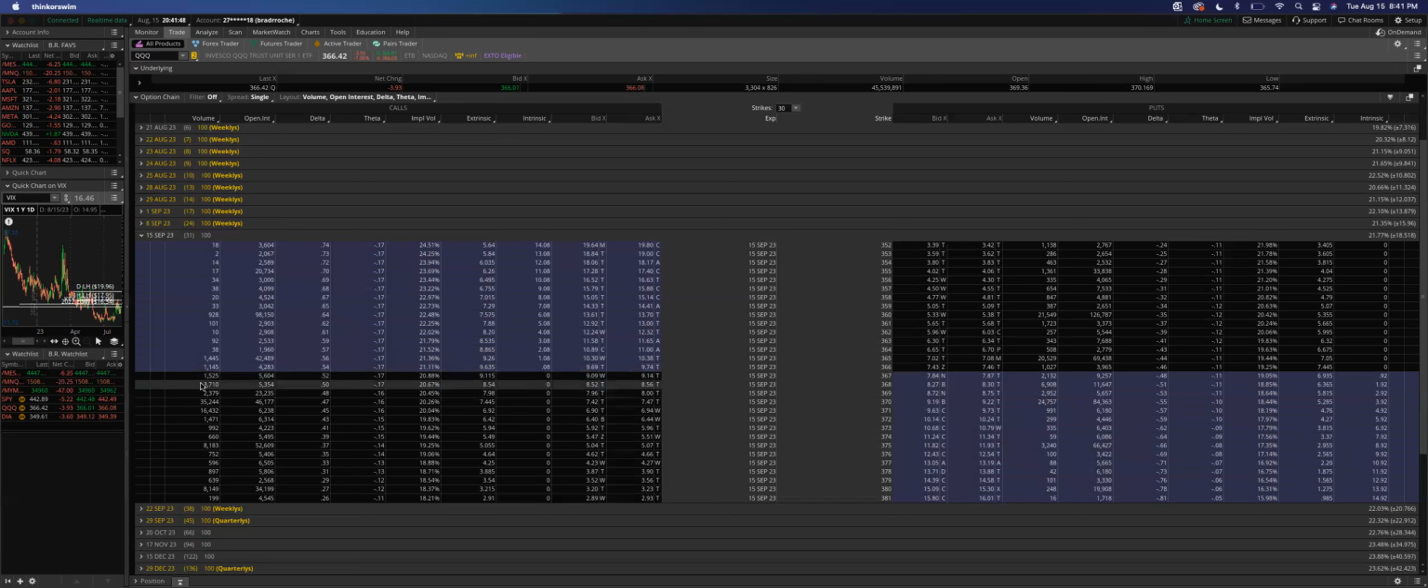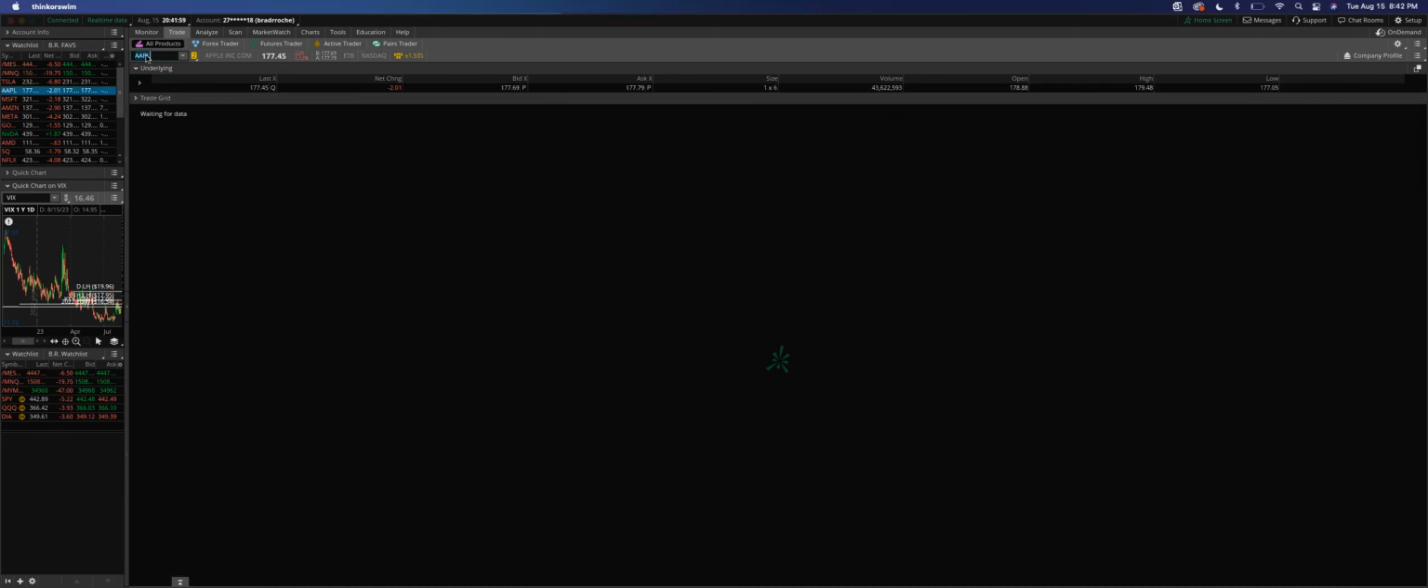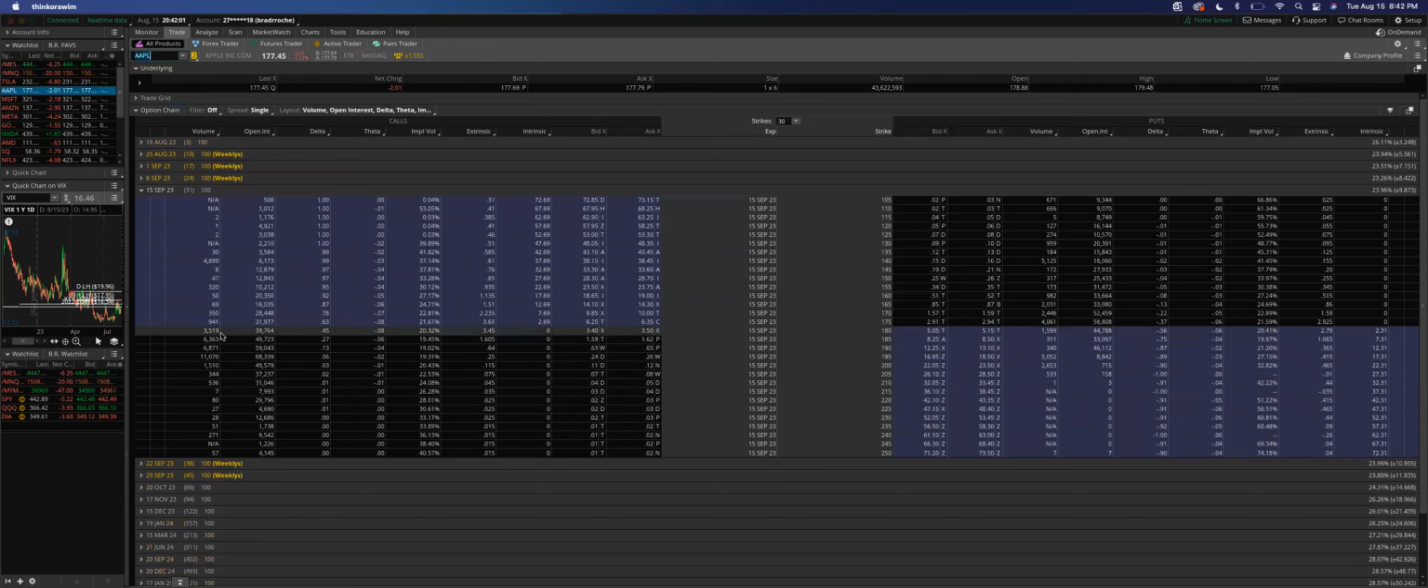Volume is not as important if you're swing trading it, but it is important if you're day trading it. The easiest way to knock out all these rules is if you trade highly liquid stocks. Like if we look at Apple, you can see 40,000 open interest, 3,500 volume today, and right at the money, we're good to go.